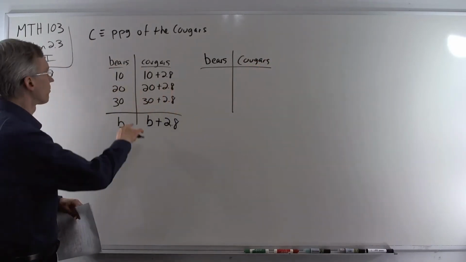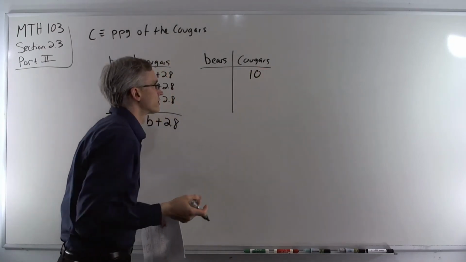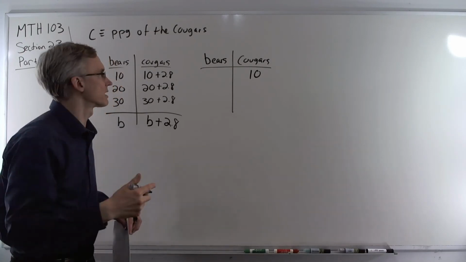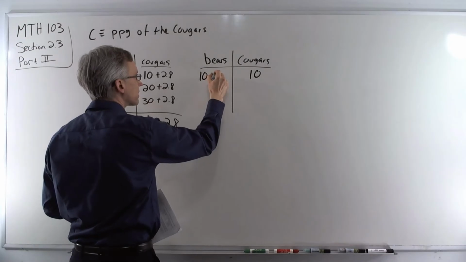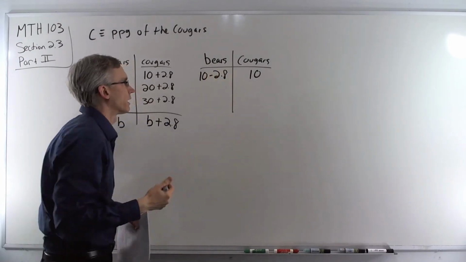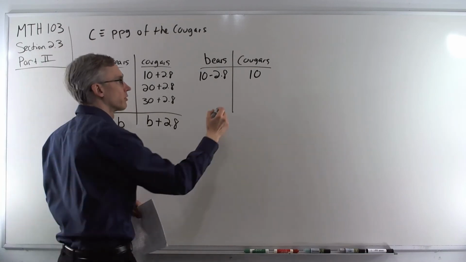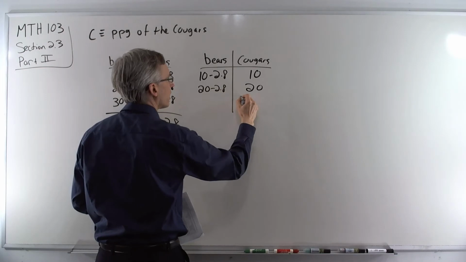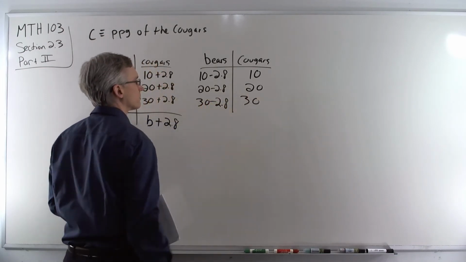So instead of making up points for the Bears, I'm going to make up points for the Cougars. So let's say the Cougars score 10. Well, that's 2.8 more than the Bears. So that means instead of adding over here, I'm going to subtract on this side. So 10 minus 2.8. Now we still have that 2.8 differential between the Cougars and the Bears. And if the Cougars get 20, then over here we'd have 20 minus 2.8. And if the Cougars get 30, then the Bears would be 30 minus 2.8.